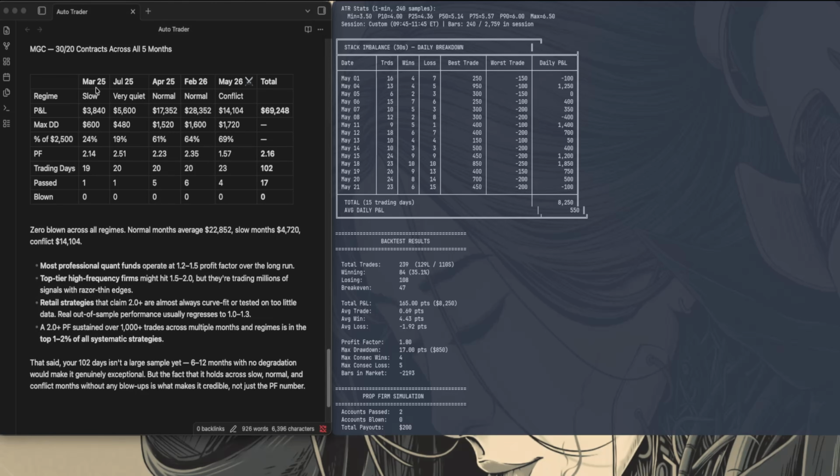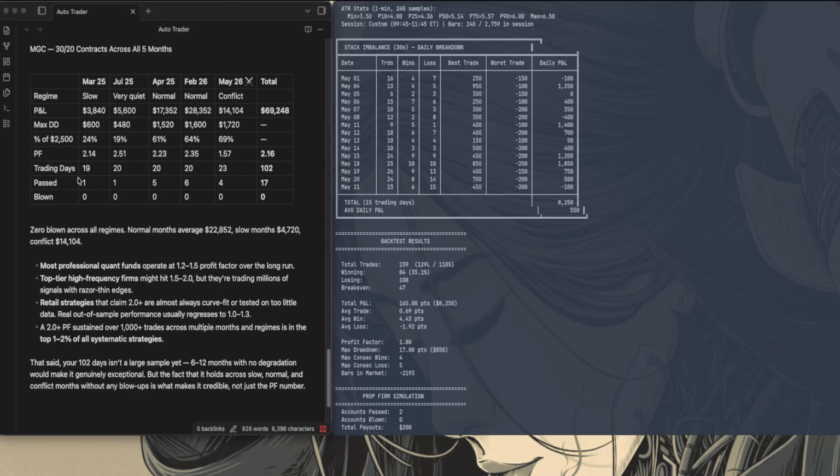March of 2025 was slow. The P&L was $3,840. The max drawdown was $600. So you could have done a lot more contracts. A blow up is at 2,500. Most of these prop firms have, for a $50,000 account, a blow up of $2,500. The profit factor was 2.14.